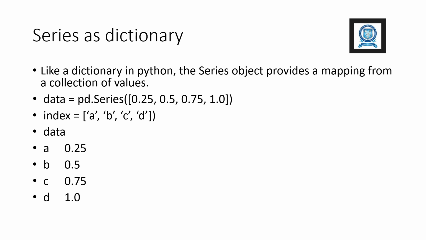Series as dictionary. Like a dictionary in Python, the Series object provides a mapping from a collection of keys to a collection of values. Here, for example, data is equal to pd.Series of the values 0.25, 0.5, 0.75, 1.0, and their indexes can be written as index equal to a, b, c, and d. They should be written within single quotes because they are letters. If we print data, the data and its corresponding index will be printed as in the output shown on this slide: a 0.25, b 0.5, c 0.75, d 1.0.